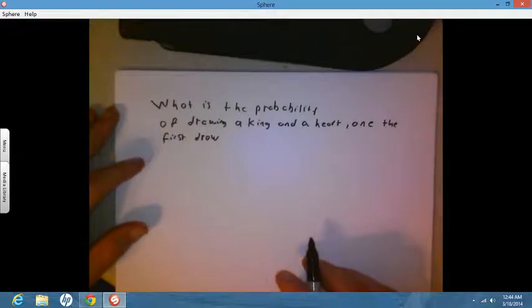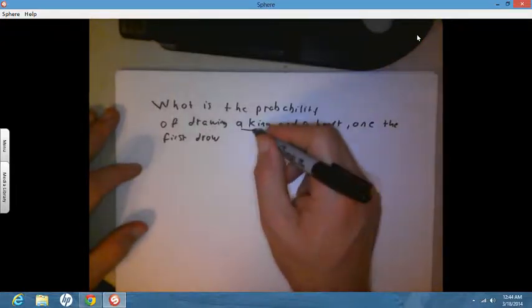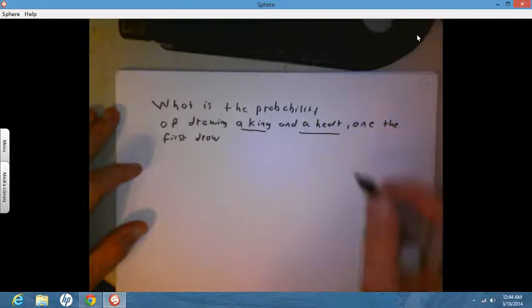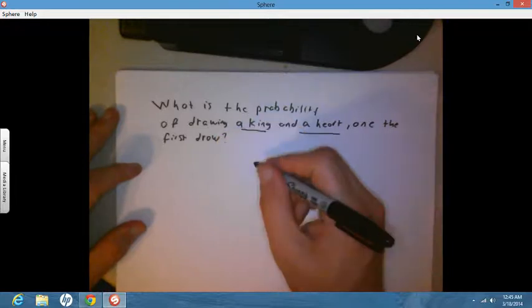So there's 52 cards in a deck, and we're going to pick one card, and this card has to satisfy both being a king and a heart. Well, out of the 52 cards, how many cards are both a king and a heart? Well, one card, right? That's the king of hearts. Let's draw the king of hearts.